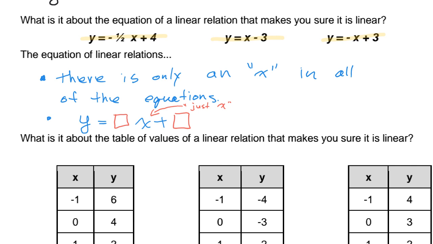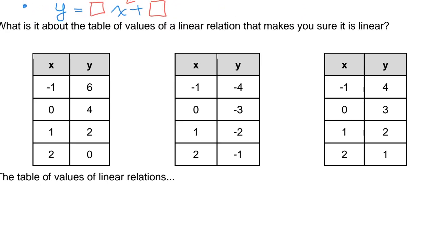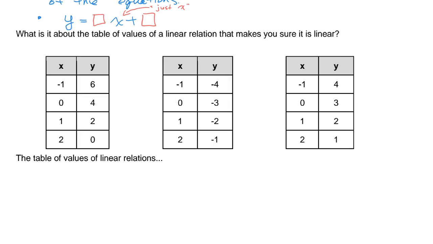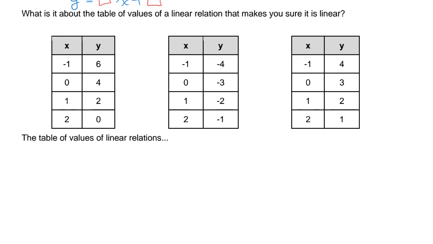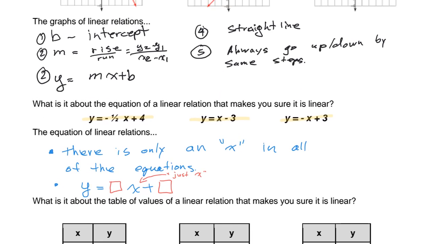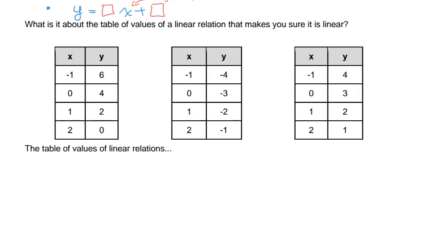Now, let's take a look at something that I alluded to earlier in the course, but we didn't have time to go over because this is an online course and we don't have much time. So, what about the table of values of a linear relation? Remember, we said earlier that it always goes up or down by the same number of steps. So when we have a table of values, all we have to do is take a look at the y values.